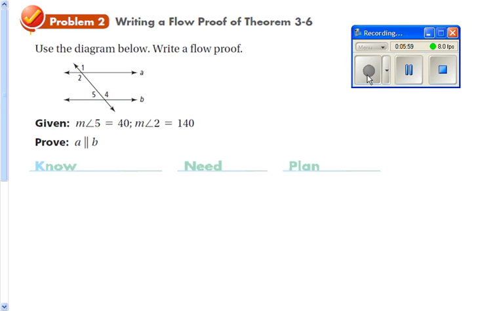All right, here we're going to write a flow proof. A flow proof is kind of like an algorithm, where you combine a couple things together to show that they end up meeting in one place in the end, which happens to be whatever we're trying to prove.